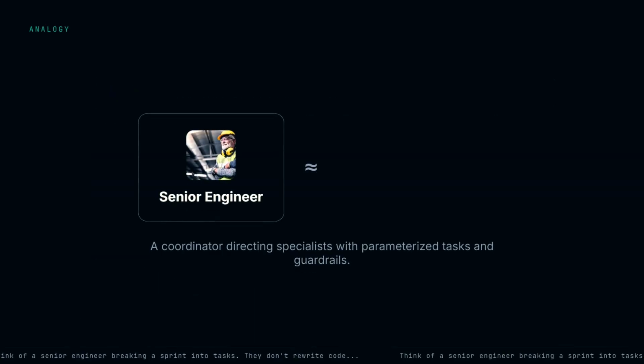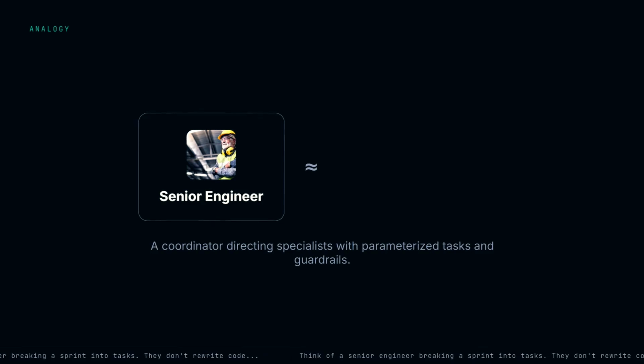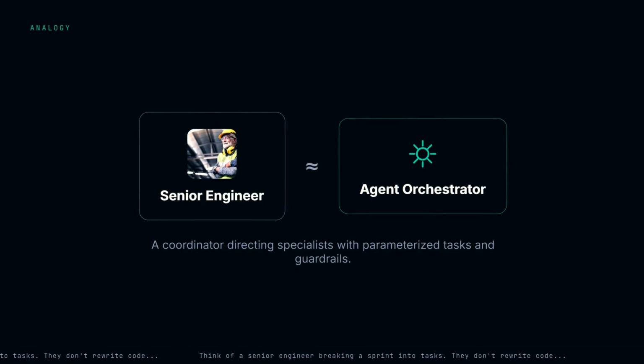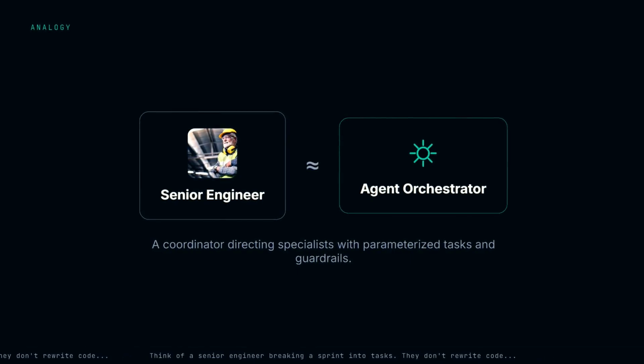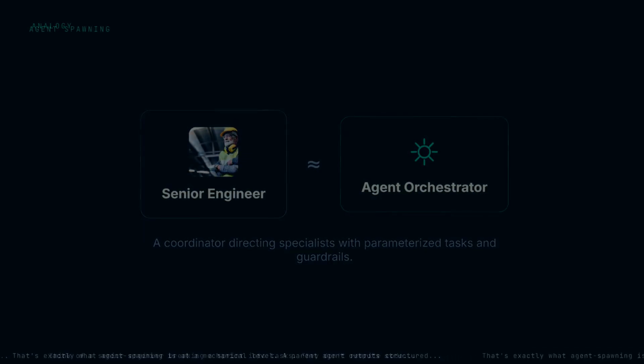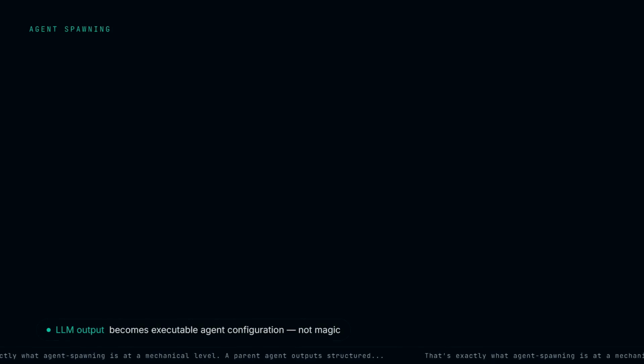Think of a senior engineer breaking a sprint into tasks. They don't rewrite code for each junior, they write parameterized task descriptions, assign specific libraries, and set guardrails. If a junior produces garbage output, the senior re-explains instead of doing it themselves. That's exactly what agent spawning is at a mechanical level.